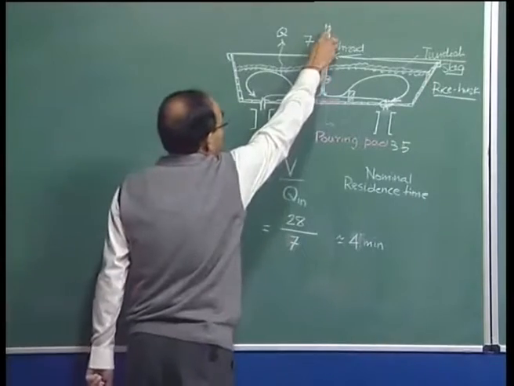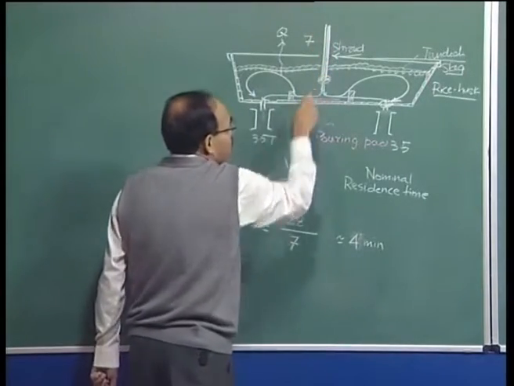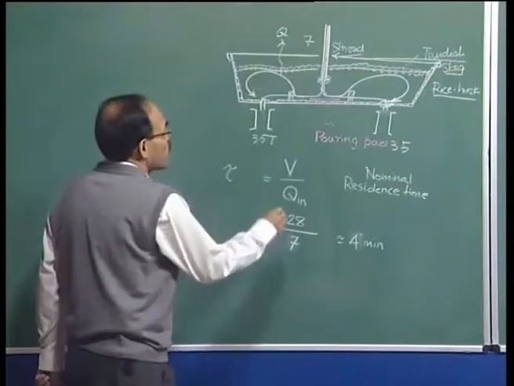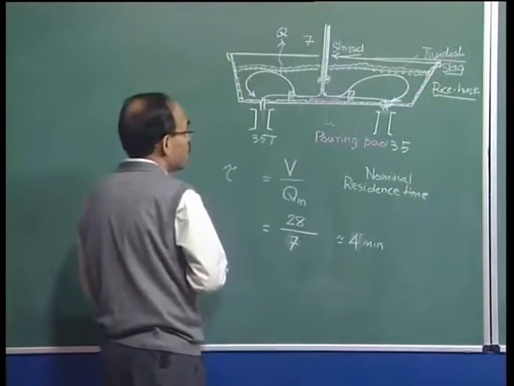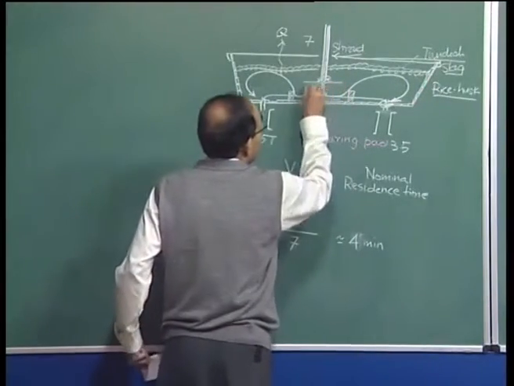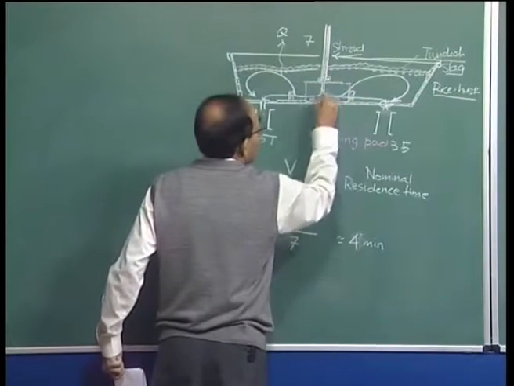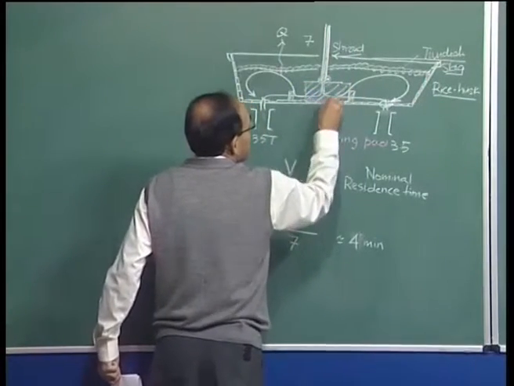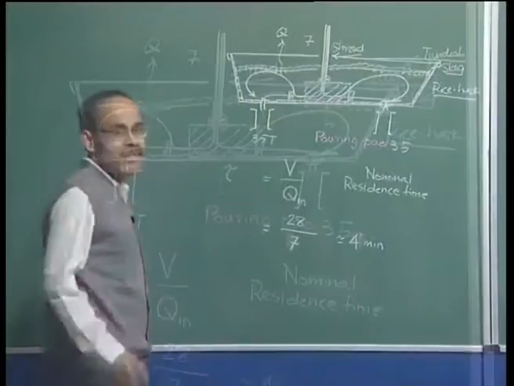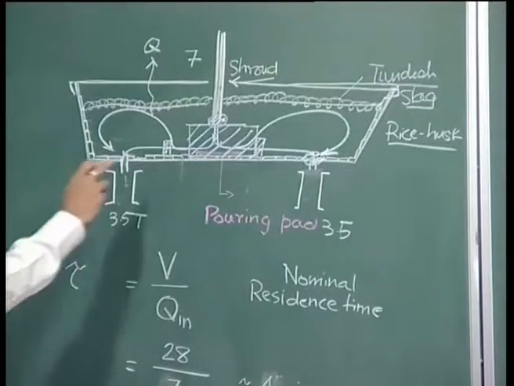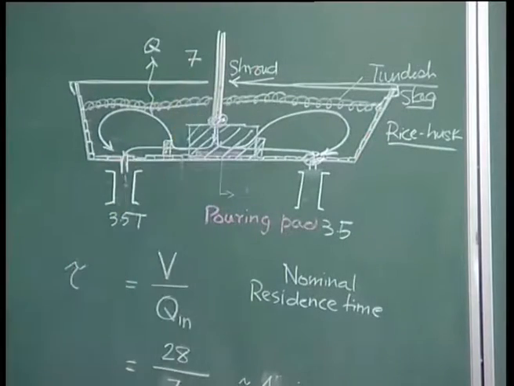The material comes from the ladle into the tundish at a very high speed. So, we can expect that a significant amount of turbulence is going to be prevalent in this particular region. This is the region in the tundish where we are going to expect a lot of turbulence. And why a lot of turbulence? Because the velocity is large, okay?